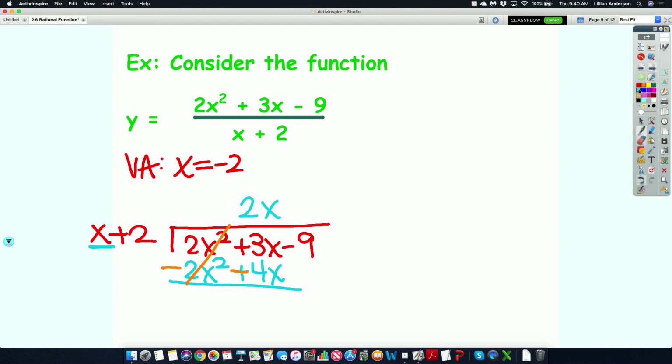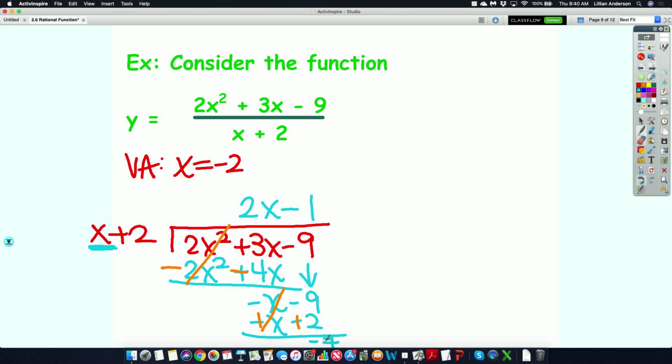So now you have 3x minus 4x, which is negative x, and then you bring down your next number, which is negative 9. And you repeat. What times x is going to give you a negative x? Negative 1. A negative 1 times an x is a negative x. Negative 1 times 2 is a negative 2. And then, of course, you can't forget, what do you have to do? Switch the signs. So this becomes a positive, this becomes a positive. My x's cancel out, and I'm left with negative 7. What is negative 7? It's your remainder.